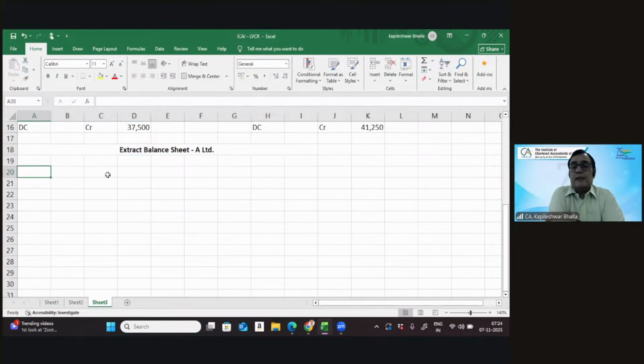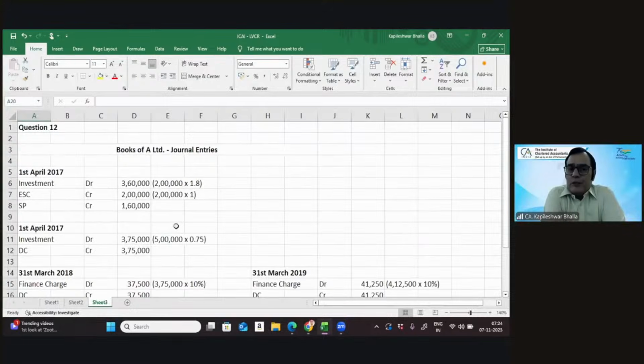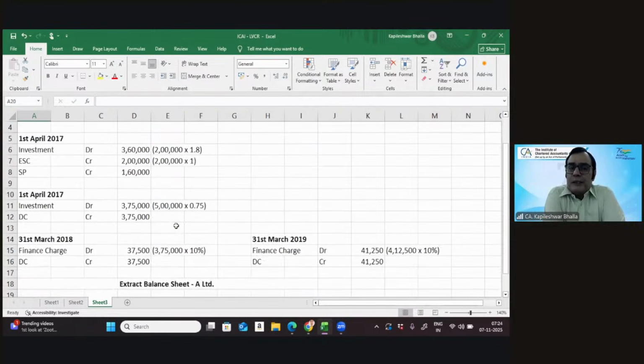So let's do one thing. Let's see the changes. I'm also going to give you a very simple technique with which you do not go wrong, to ensure that you've taken care of all the missing inputs when making your extract balance sheet. What is changing is investments. What is changing is the equity share capital. What is changing is the share premium, the DC and the retained earnings.